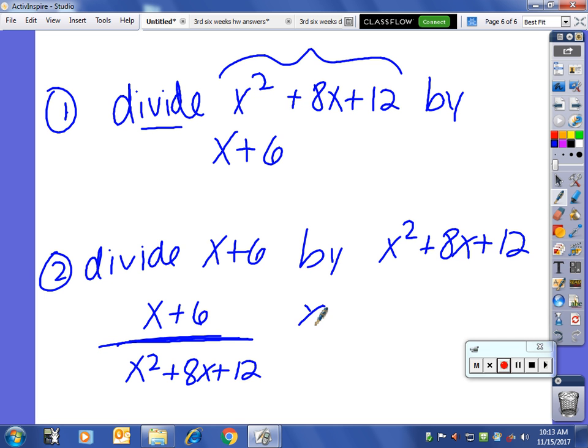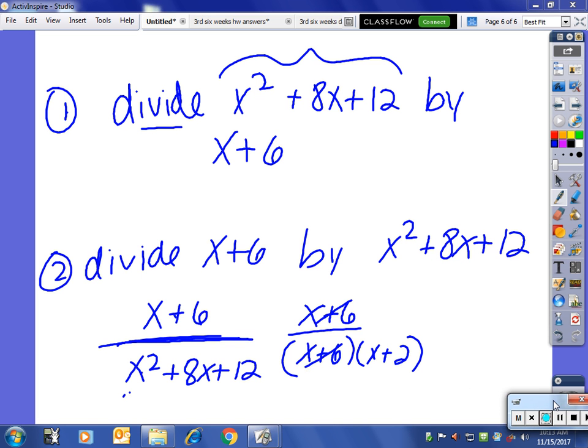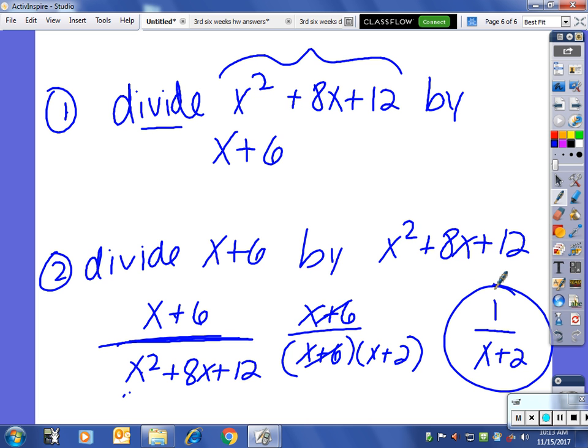Same process, though. I can't cancel out any of these x's or the 6 and the 8 or the 6 and the 12 because it's all connected to other stuff by adding. So I've got to factor this. And it still factors into x plus 6 times x plus 2. I can still cancel out the x plus 6's, but what's my answer now? 1 over x plus 2, which is a very different answer than what we got a second ago.